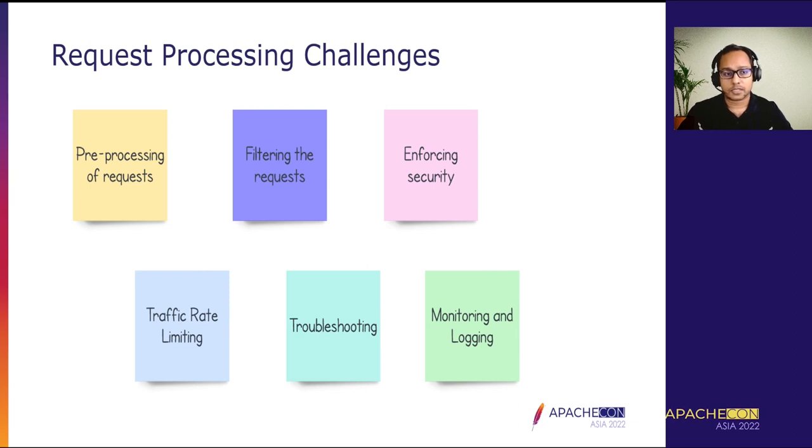Traffic rate limiting is another requirement or challenge that you may need to tackle. You may need to throttle the inbound request flow in a controlled way so that the application deployed on Tomcat can handle it in an optimized way. It may be required that you control it dynamically as well.